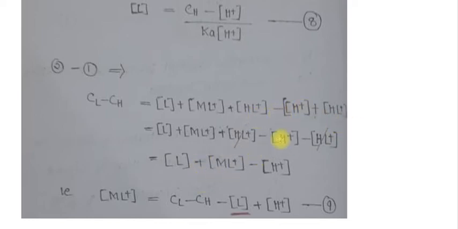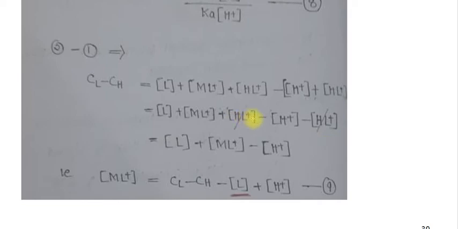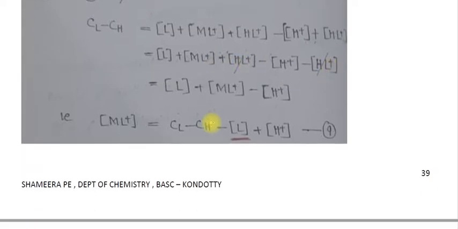And if you are removing the HL plus and HL plus here, minus HL plus and plus HL plus, the equation will become concentration of Al plus concentration of Ml plus minus the concentration of EH plus. That is, the concentration of Ml plus will be equal to Cl minus EH minus concentration of Al plus concentration of EH plus. And we are considering this equation as equation number 9.